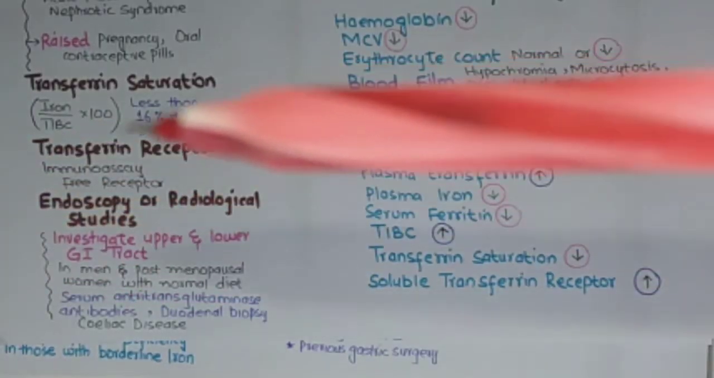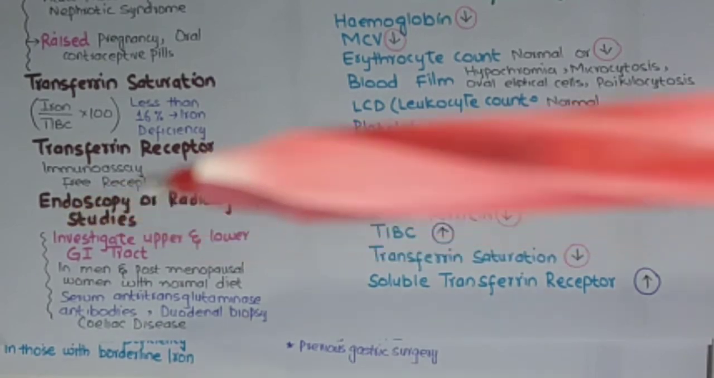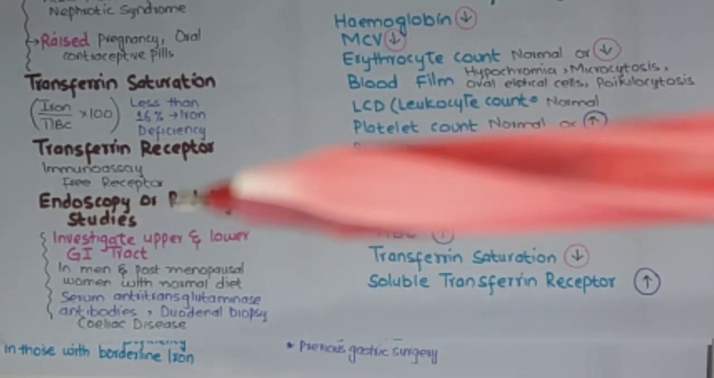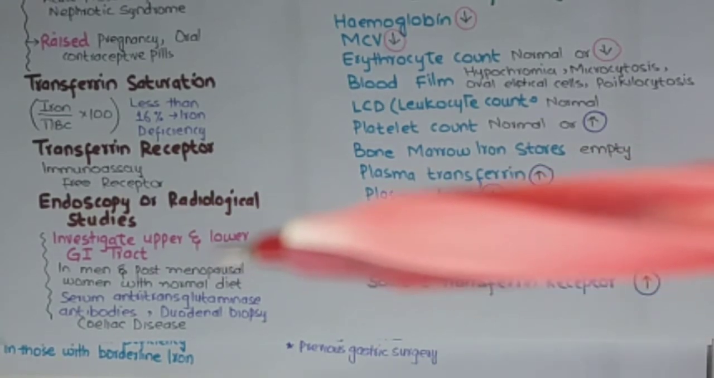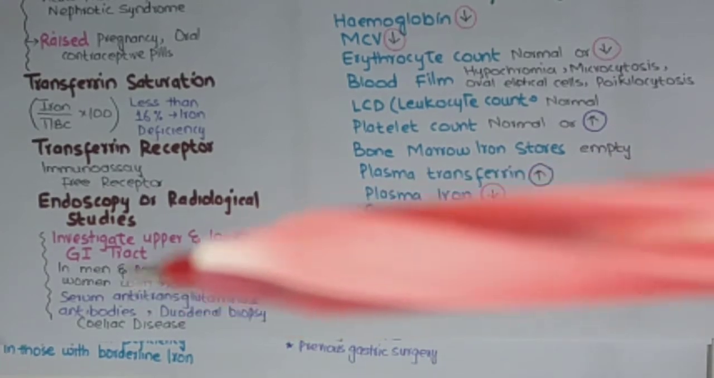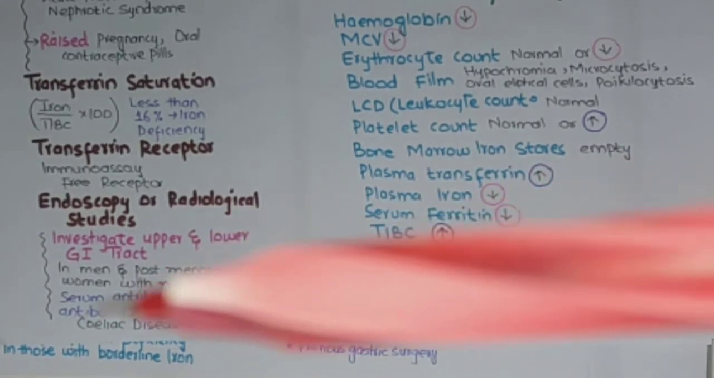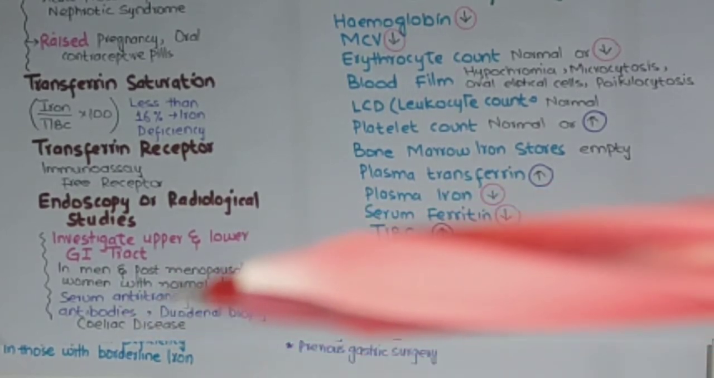The next investigation is endoscopy or radiological studies. We will use this technique to investigate the upper and lower GI tract. Because in men and postmenopausal women, we see that the main cause of iron deficiency anemia is GI blood loss. So we will examine the GIT. Serum anti-transglutaminase antibodies and a duodenal biopsy in celiac disease.